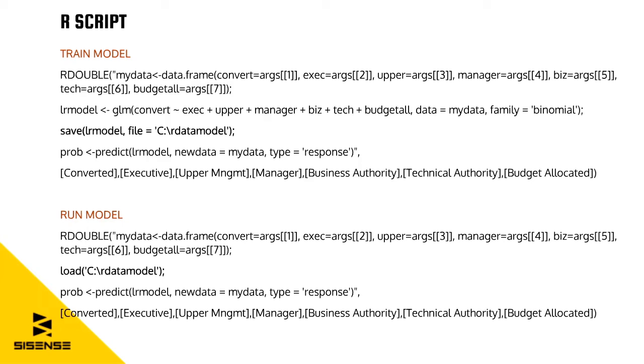Now, earlier we created dummy variables or indicator variables already. So exec, upper, and manager are those indicator variables. And while those are the variables of interest, there are these other variables like biz, tech, and budget that control for variation. Now, we are definitely going to be interested in their effect on the model, but even if we weren't interested, you still want to include those variables so you can control for the data and get better results on your other variables.